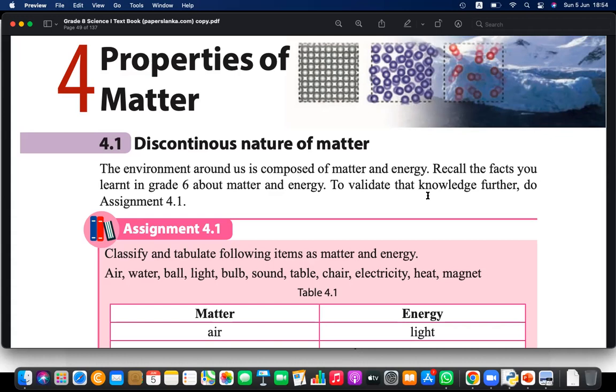Then what do you call it when solid becomes liquid? Melting. Solid becomes liquid, melting. And liquid becomes solid. Freezing. Liquid to solid, freezing. Okay, then liquid to gas. Evaporation. Yes, very good. Then gas to liquid. Condensation. Good, that you can remember.